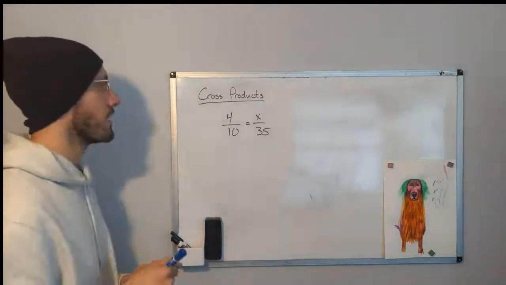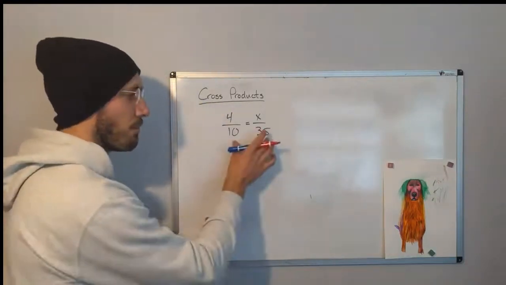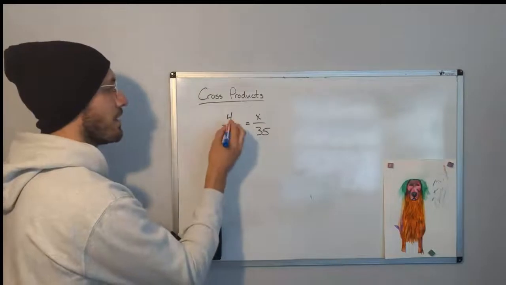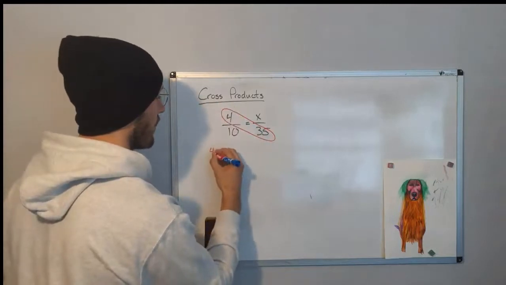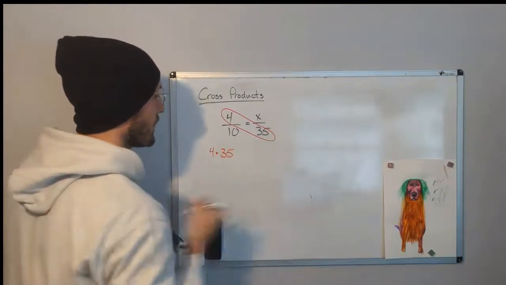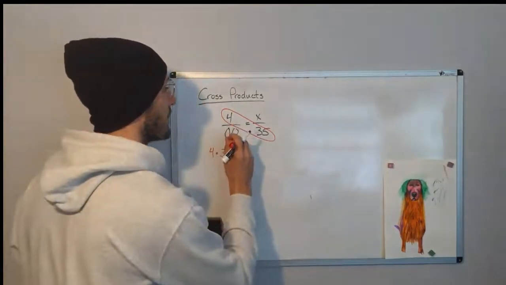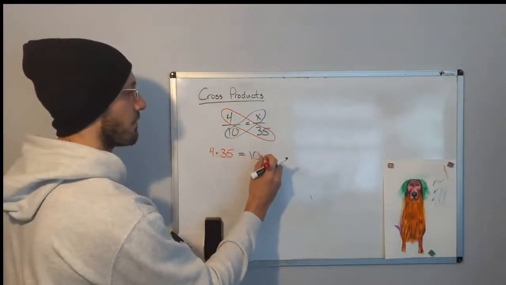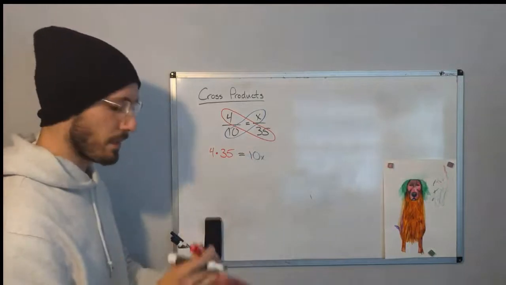So first thing here is I'm just going to show you what cross products is if you're not familiar with it. So when we have a proportion here and we have a missing value in x, cross products or cross multiplying says that I can take the first fraction's numerator multiplied by the second fraction's denominator, 4 times 35, and that is going to be equal to the first fraction's denominator multiplied by the second fraction's numerator, 10 times x. And from there, that's a pretty simple calculation, simple process to solve for x here.